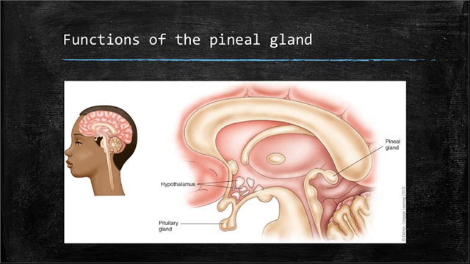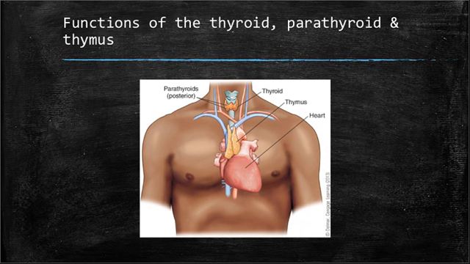Next, we're going to talk about the thyroid, parathyroid, as well as the thymus. So the thyroid gland lies just beneath the skin of the neck below the thyroid cartilage. It is about 2 inches across. It's shaped kind of similar to a bow tie. The cells in this gland secrete 2 thyroid hormones known as T3 and T4. The thyroid also produces the hormone calcitonin, which promotes calcium deposits and bone formation.